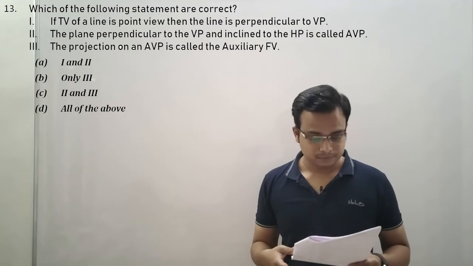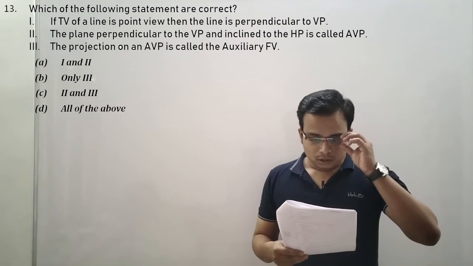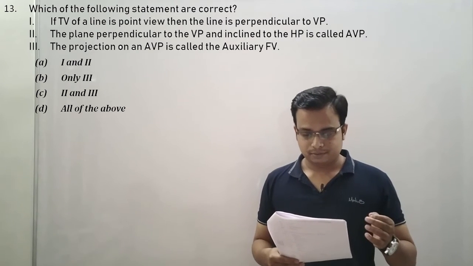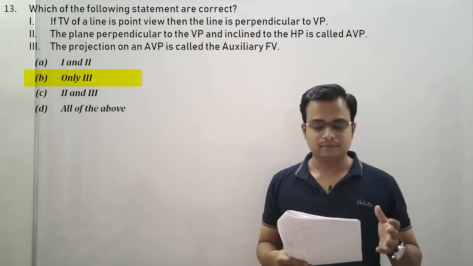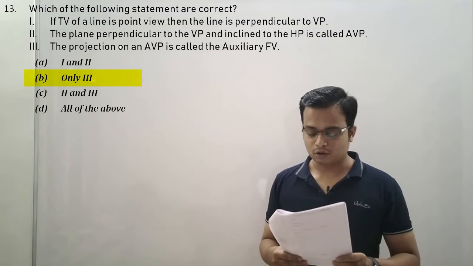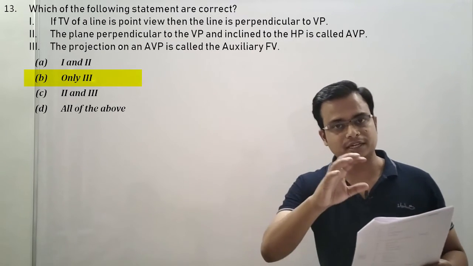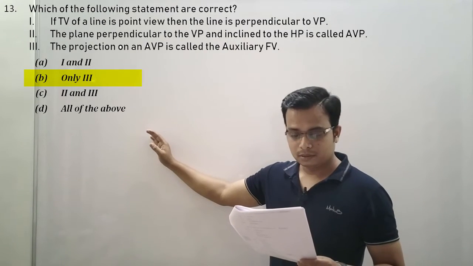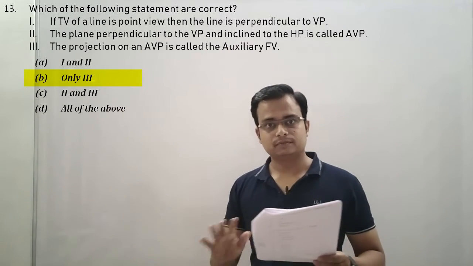It's very good. Okay. So the only correct statement is statement 3: the projection on an auxiliary vertical plane is the auxiliary front view. That's the correct statement. The correct option is option B, that is only 3. That's right. Okay guys, now let's move forward to problem 14, and here we go.